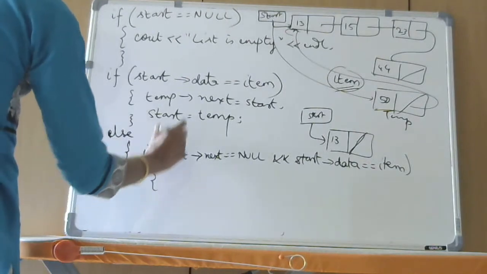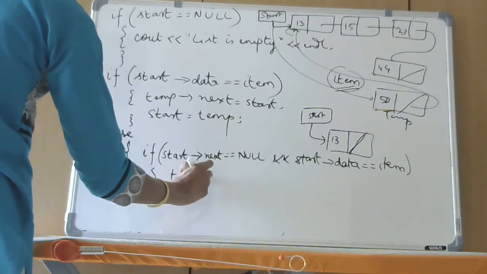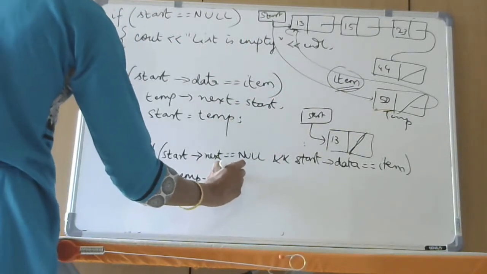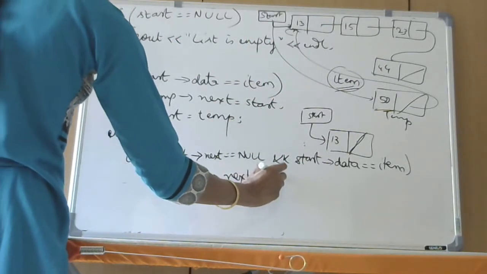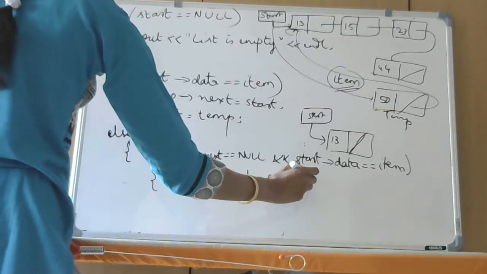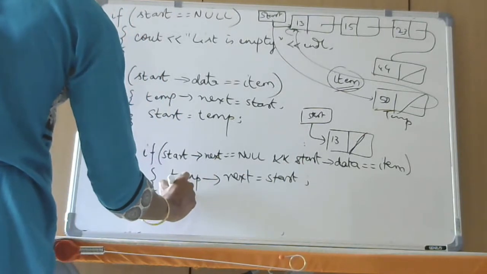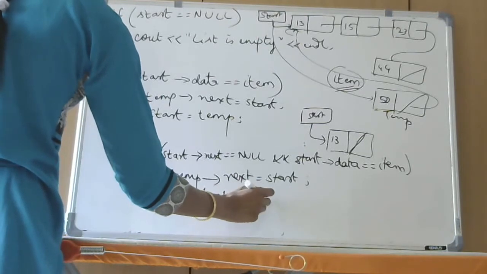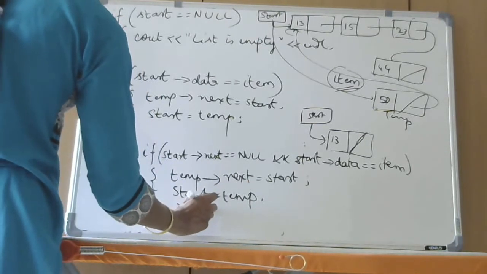So what will happen again? Temp of next will be equal to start. This node has to come here. Same. Temp of next is equal to start. Start is equal to temp. Return. That's all.